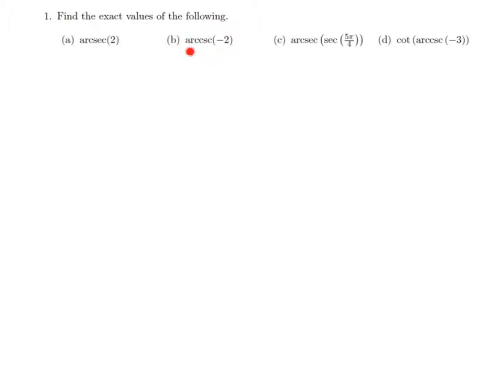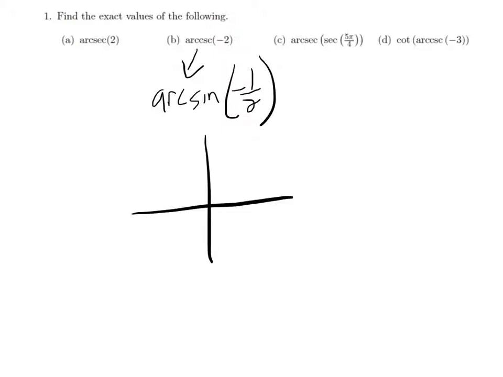Arc cosecant of negative 2 can be changed to arc sine, and then the inside value is the reciprocal. Arc sine and arc cosecant live in these two quadrants. Arc sine is negative 1/2 right here. That would be negative pi sixths.